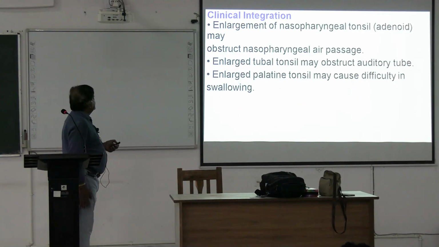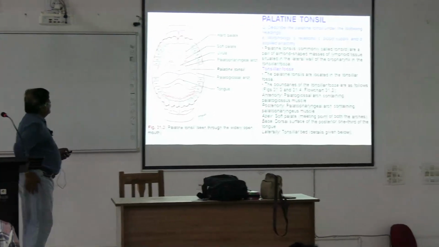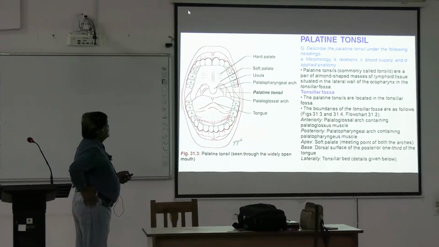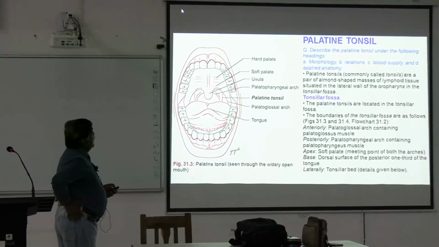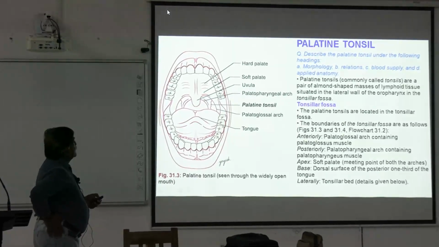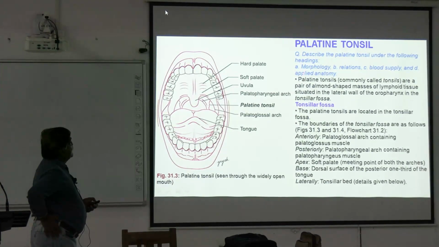Now, clinical integration, enlargement of nasopharyngeal tonsils, adenoid, may obstruct nasopharyngeal air passages. Enlarged tubal tonsil may obstruct auditory tube. Enlarged palatine tonsils may cause difficulty in swallowing. Now, palatine tonsils, describe the palatine tonsil under the following headings: morphology, relation, blood supply and applied anatomy. Now, a question on palatine tonsils can come. So, you have to, under these headings, morphology, relation, blood supply and applied anatomy.